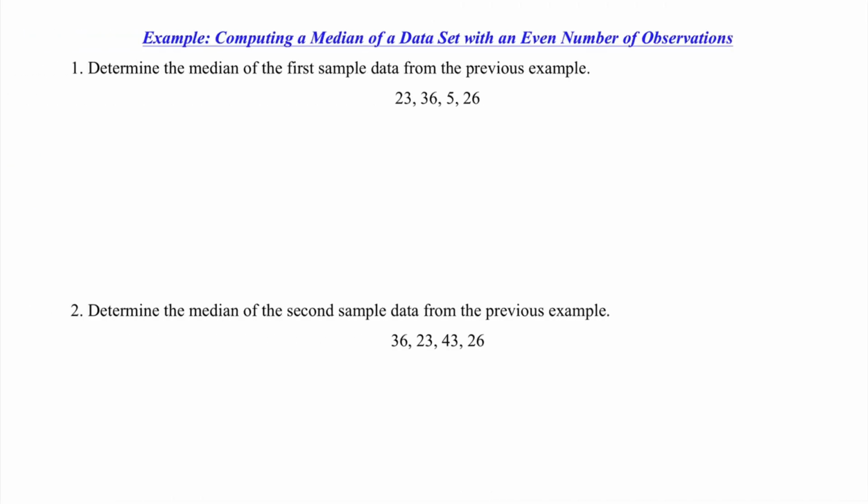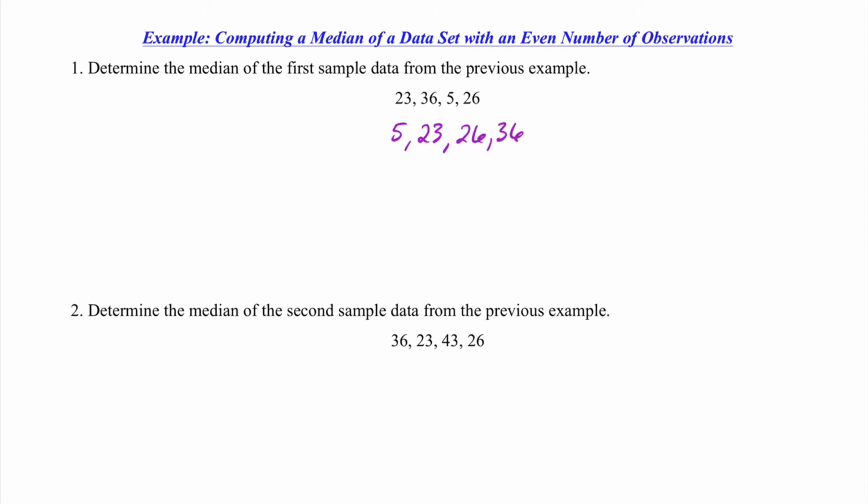Continuing on to our next example, we're trying to create a comparison between means and medians by working with the same data that we did on the previous example when we found sample means. So now for this first one, they tell us to determine the median of the first sample data from the previous example, but now we're finding the median instead of the means, working with the same data from that sample though. Again, since we're finding median, the first step would be to reorder our data in ascending order, which means we've got 5, 23, 26, and 36.